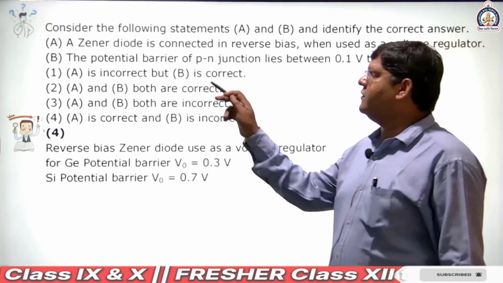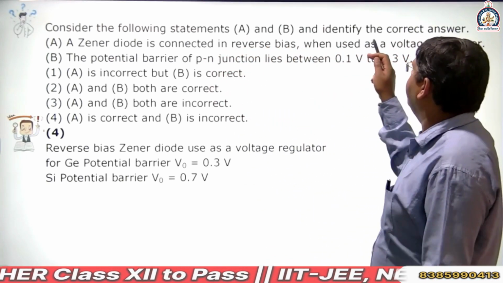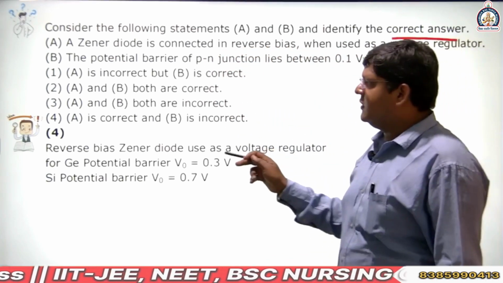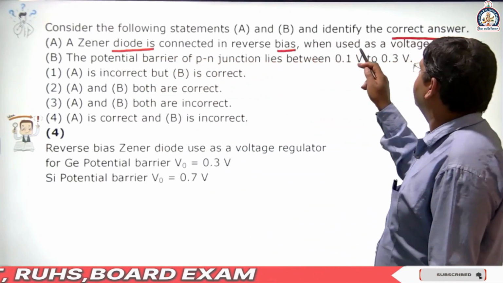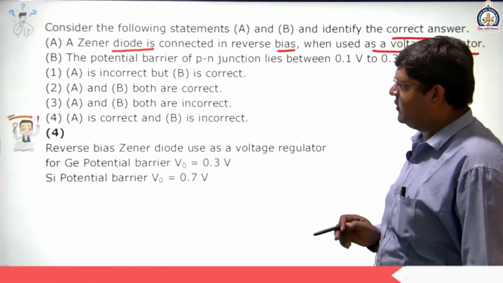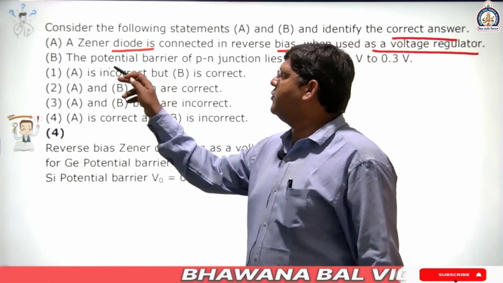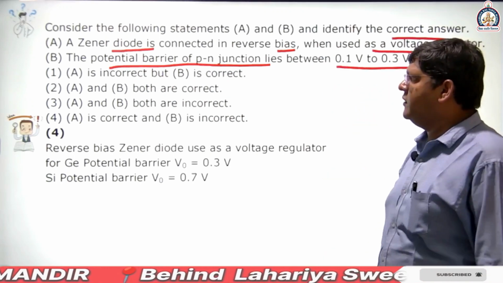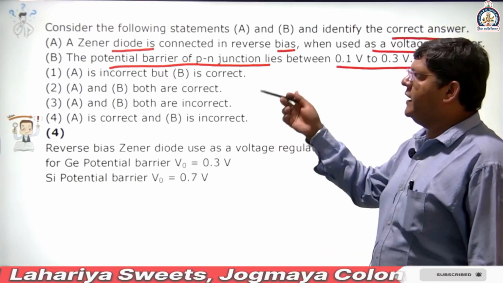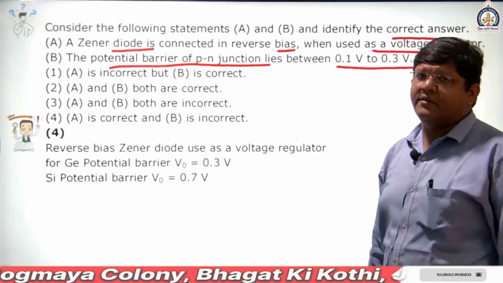The next question says, consider the following statements A and B and identify the correct answer. The statement says, a Zener diode is connected in reverse bias when used as a voltage regulator. And the second part says the potential barrier of a PN junction lies between 0.1 to 0.3. So we have to predict which one is correct and which one is wrong.